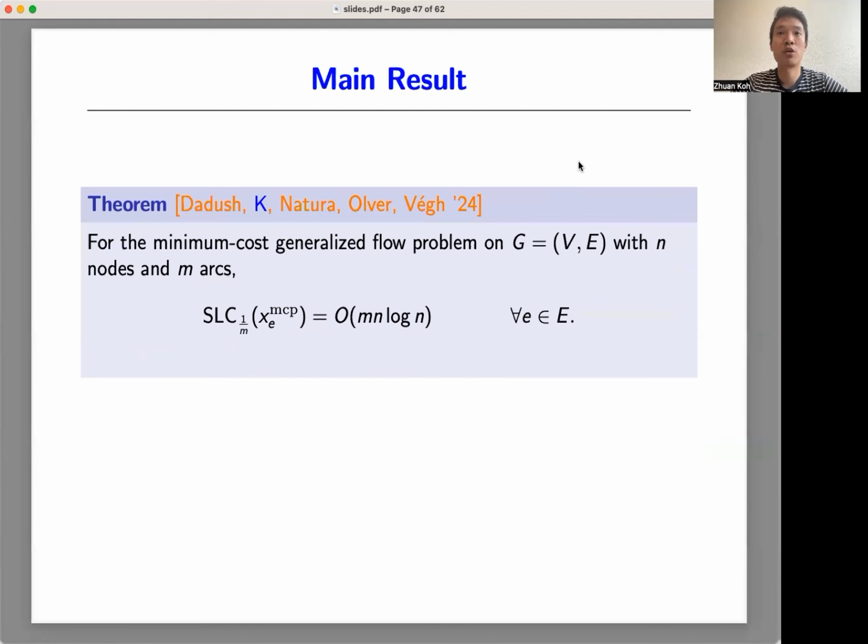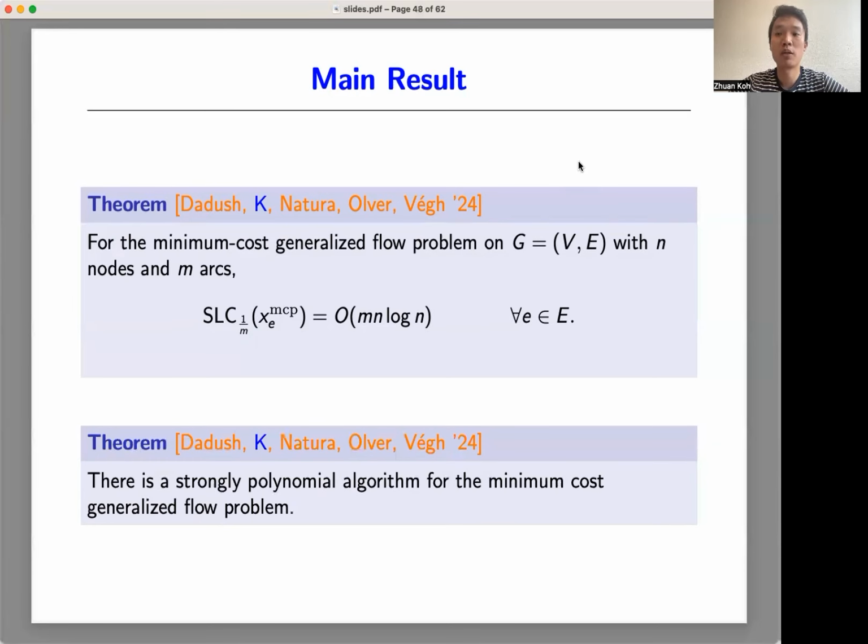For the minimum cost generalized flow problem, we show that the straight line complexity of every coordinate is strongly polynomially bounded. In particular, if the flow problem is on a graph with n nodes and m arcs, then the straight line complexity of every coordinate in the 1 over m neighborhood of the max central path is O of mn log n.